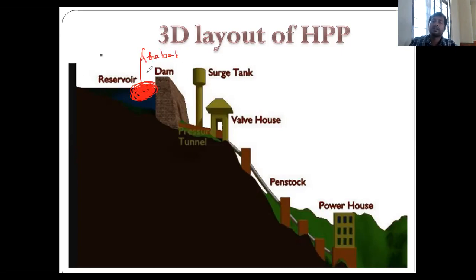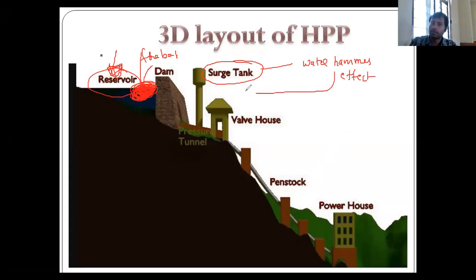The area behind the dam is called the storage reservoir, the large water storage capacity is called the reservoir, and the small storage is called forebay. And this is the surge tank. Water hammer effect is a problem which will take place in the hydro power plant. This can be overcome by using the surge tank.